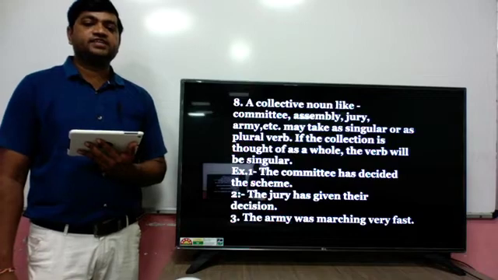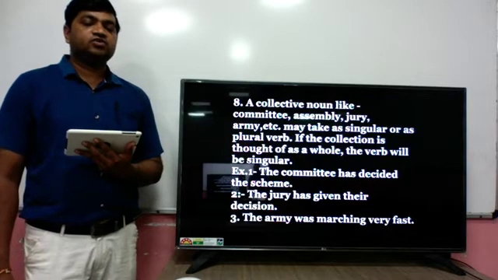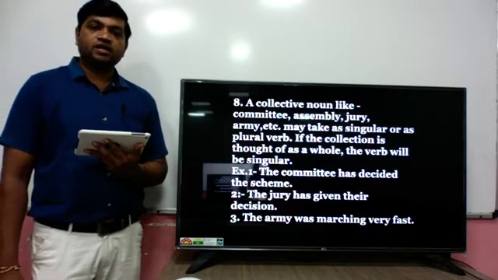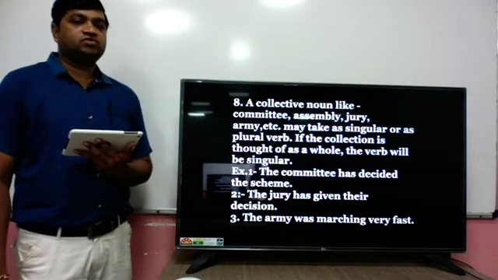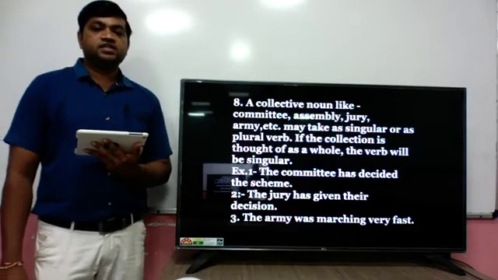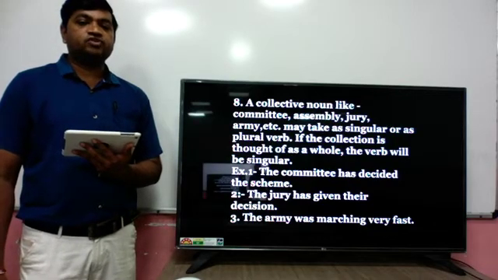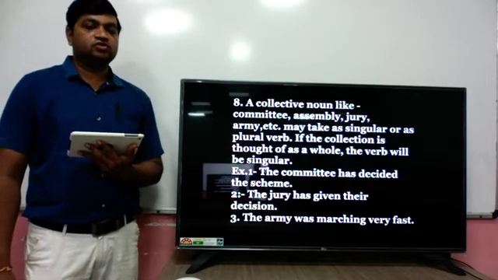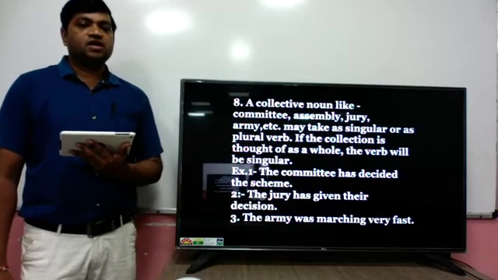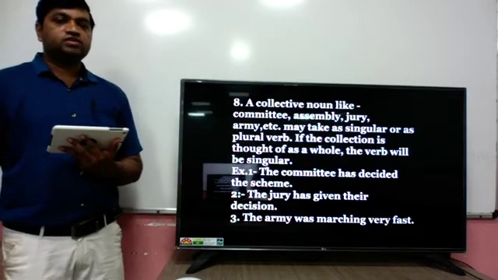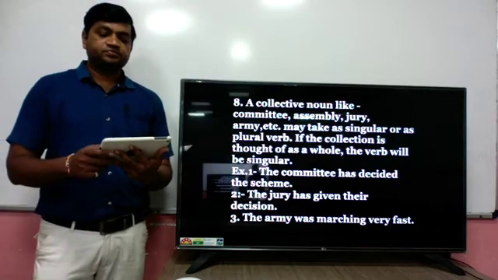Second, the jury has given their decision. Here also the jury is singular. It means it's a collective noun, so we use a singular verb here. The army was marching very fast. Here also army is a collective noun, and with it we use the singular verb was.